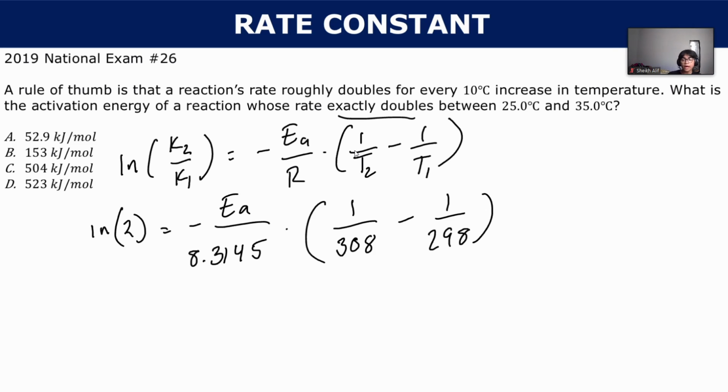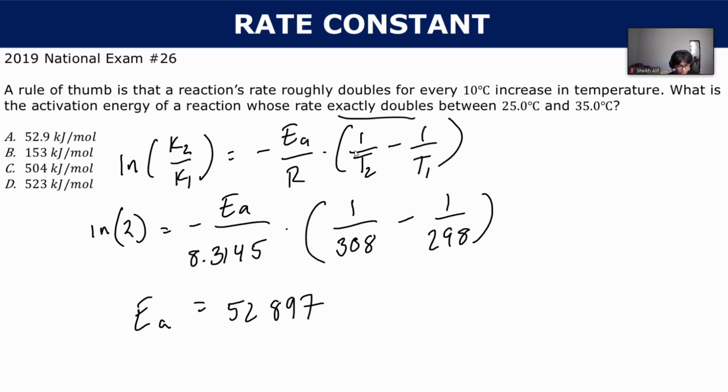Essentially, all we have to do now is solve for Ea, which you can do using some basic algebra. Once you solve for Ea, your Ea is going to be about 52,897-ish.